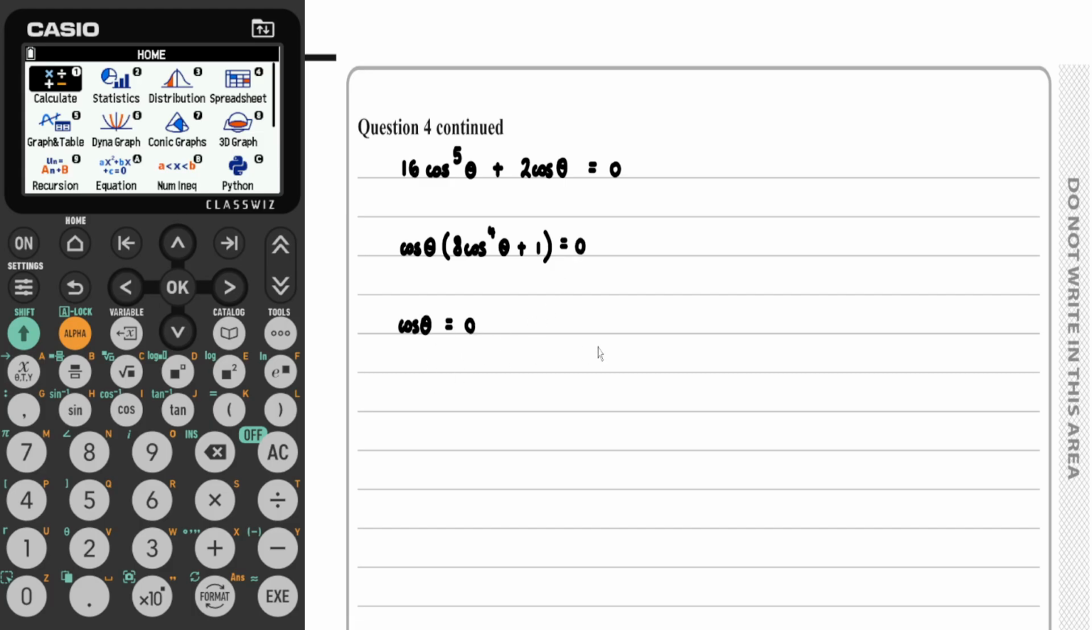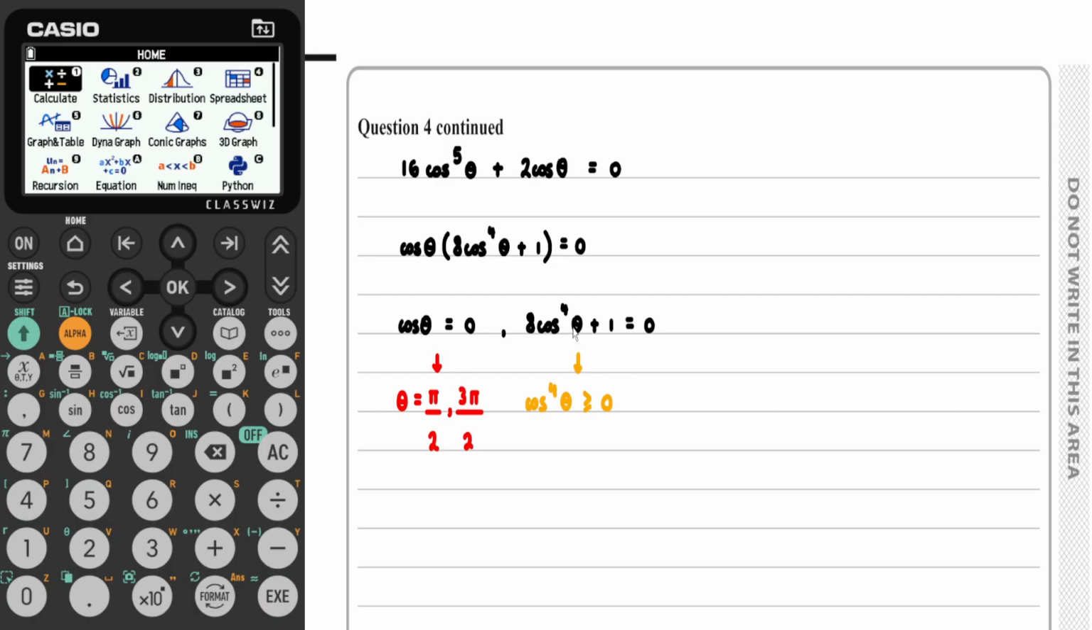So we've got cos theta equaling 0, or 8 cos theta to the 4 plus 1 equals 0. Now if I think about cos theta equaling 0, from here theta will equal pi over 2, or 3 pi over 2.